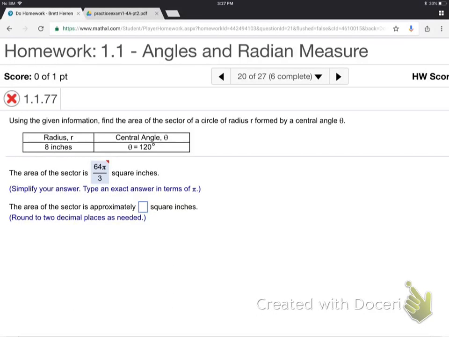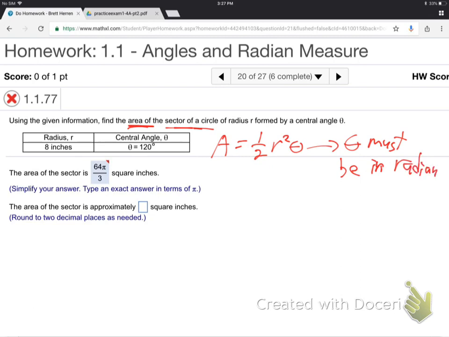Okay, so how do I know I want to use that? Well, it says find the area of a sector of a circle. So area is a half r squared theta, but again, theta must be in radians. So let's do it. So area is a half r. What's r in this problem? 8 inches. Oh yeah, radius right there, 8 inches. R squared, 8 squared.